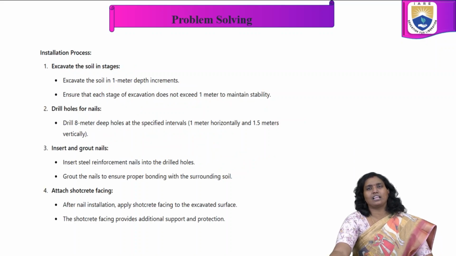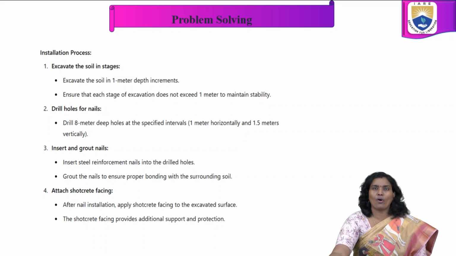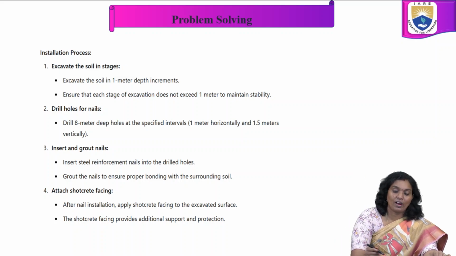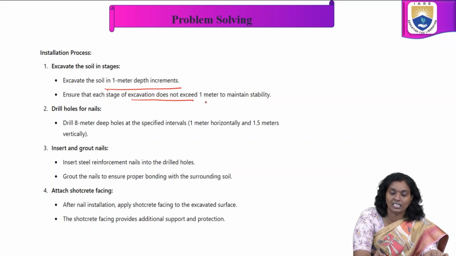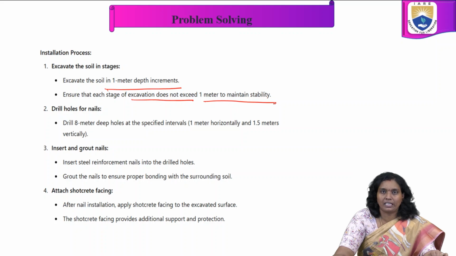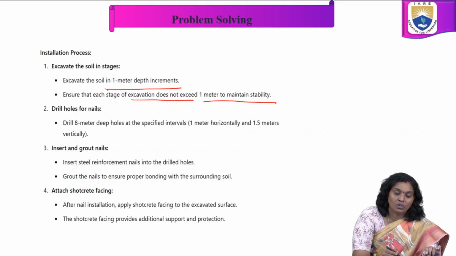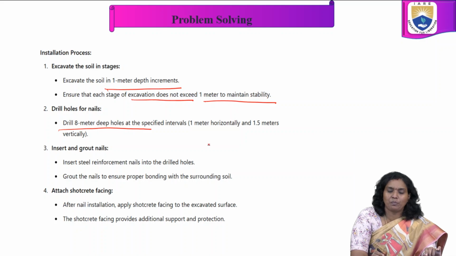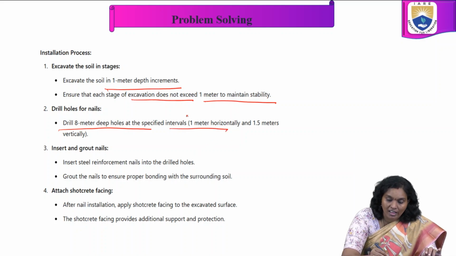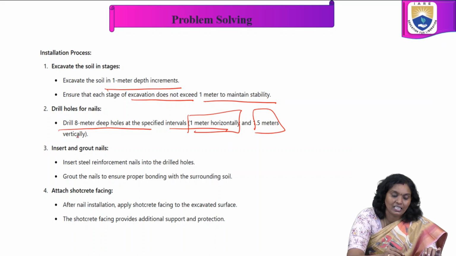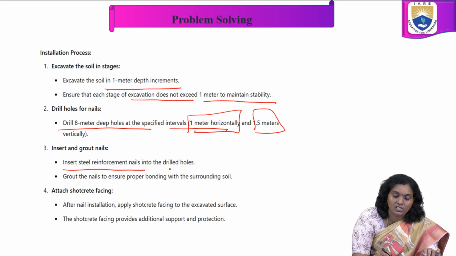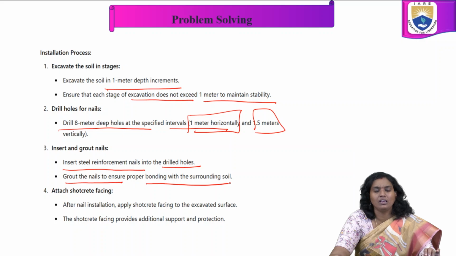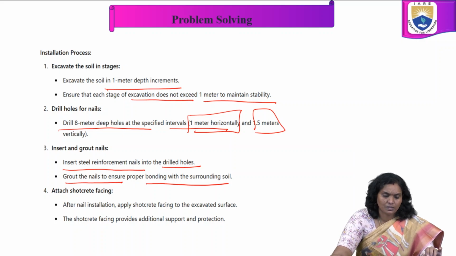Now, the installation procedure. First, excavate the soil in stages, in 1 meter depth increments, ensuring each stage of excavation does not exceed 1 meter to maintain stability. Then drill holes for nails: drill 8 meter deep holes at specified intervals, 1 meter horizontally and 1.5 meters vertically. Then insert and grout nails: insert steel reinforcement nails into the drilled holes and grout them to ensure proper bonding with the surrounding soil.